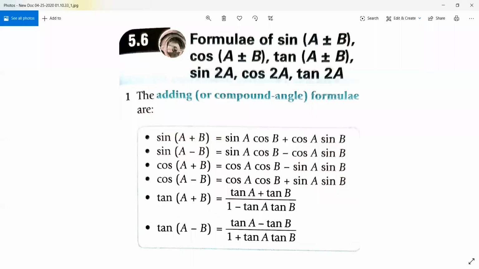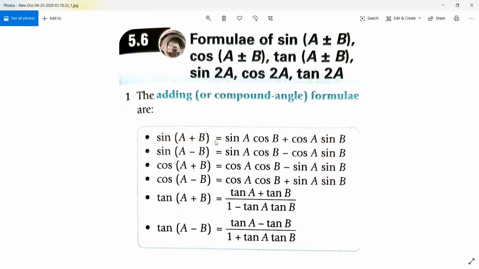Okay, so today we are going to learn 5.6, the last part of chapter 5, where the formulas for sine A plus or minus B, cosine A plus or minus B, tangent A plus or minus B, sine 2A, cosine 2A, and tangent 2A. So today we are going to learn the adding formula, or compound formula.